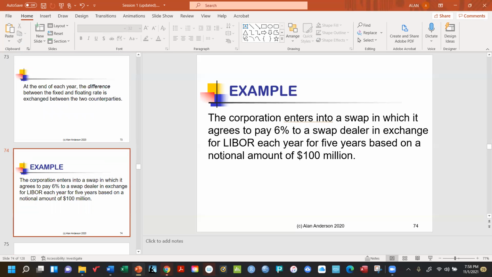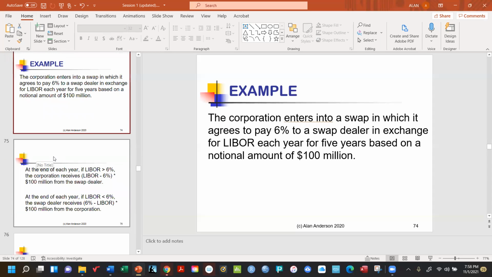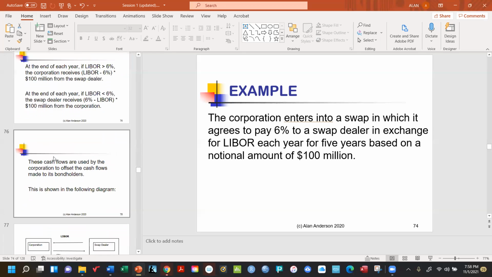All right, so let's look at some numbers. We enter into a swap where we're paying 6% to a dealer in exchange for LIBOR for each of the 5 years in this bond, based on a notional principal or amount of $100 million. So where does this get us? Why are we doing this? Well, let's find out. Let me jump ahead and show you the diagram.